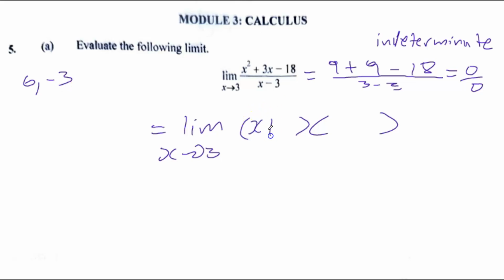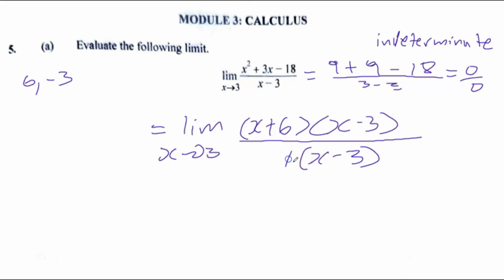So this is x plus 6 into x minus 3 when factorized. That's the numerator. The denominator, x minus 3, or 1 times x minus 3 when factorized. So x minus 3 cancels itself here. So what we have is x plus 6 over 1. So substitute 3 for x. We get 3 plus 6 over 1, which is 9. So the limit as x approaches 3 is 9.